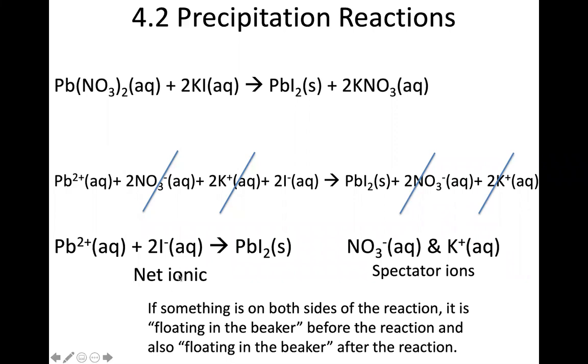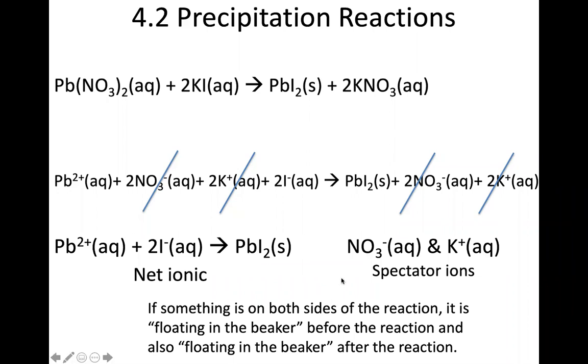So the core of what happened here, the interesting chemistry on this was we had lead 2+ ions combining with the iodide ions to form lead iodide. That was the solid that formed. Now, when I say floating around in the beaker both before and after, if something's floating around in the beaker both before and after and we're canceling it, those are called spectator ions. I like that name. Spectator, they're just watching the reaction that took place.